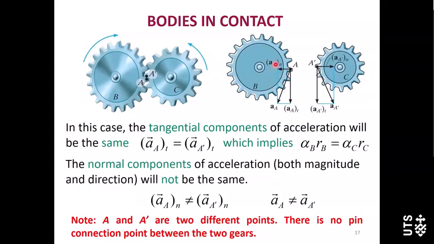For the normal components, AA_N and AA'_N, you can see they are obviously not the same. Not only the magnitude, but also the directions. Obviously, their directions are opposite. So finally, this will result in the direction of AA and the direction of AA' not being the same.